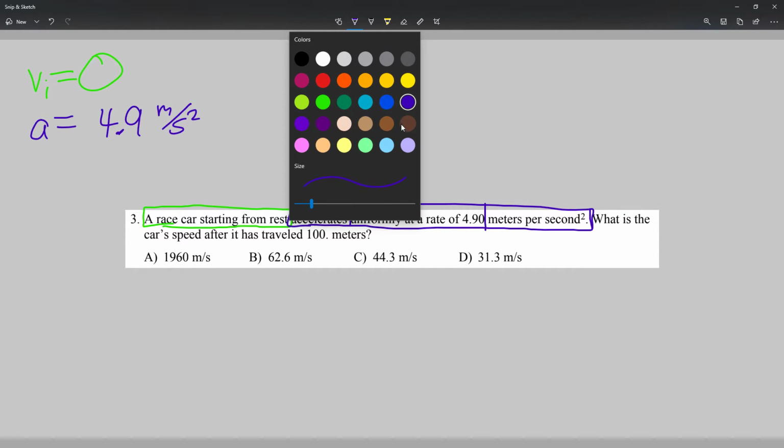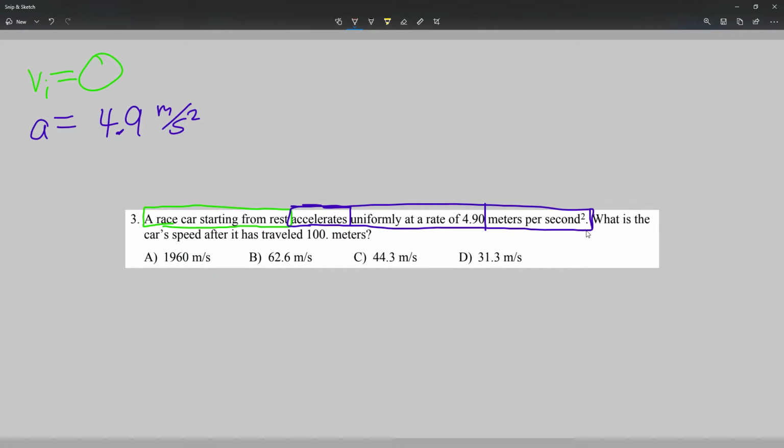So now let's move on. Let's use brown actually, right? Because it's a new color. Keep things fresh. What is the car's speed after it has traveled 100 meters? So right here, you're trying to figure out, well, what is the car's speed, right? So after it has traveled that, so that's what you want to find out.